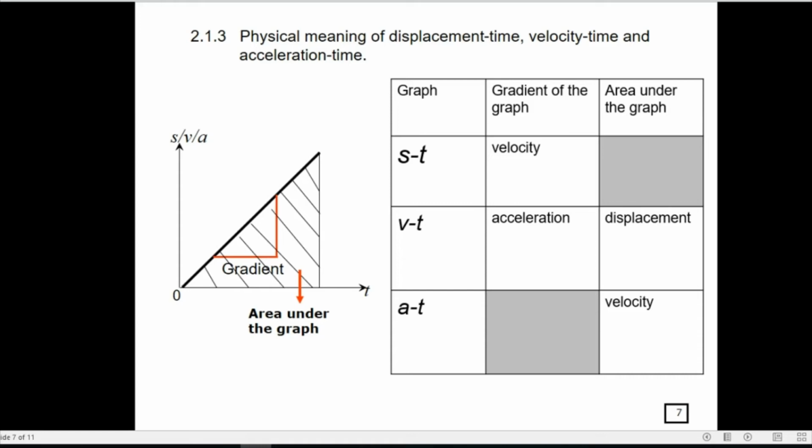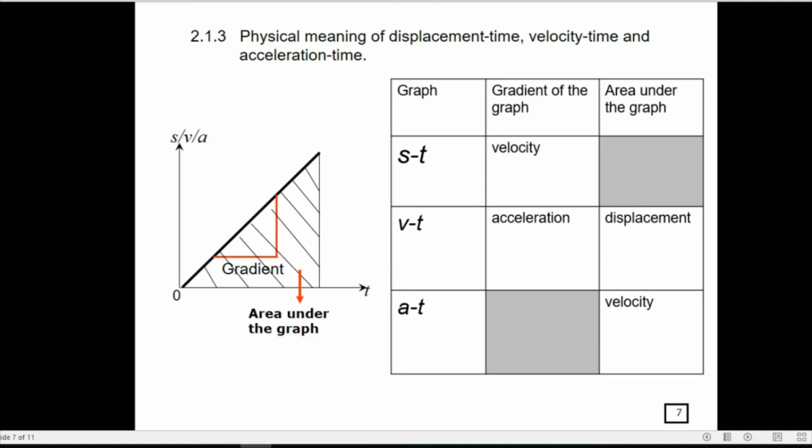For s-t, s is in meters and time t is in seconds. So we multiply, because the area of the triangle is half times the base times the height. The base is in the unit second, and the height is in the unit meter, which is the displacement. So the area under the graph is in meter second. So what quantity is represented by a meter second?